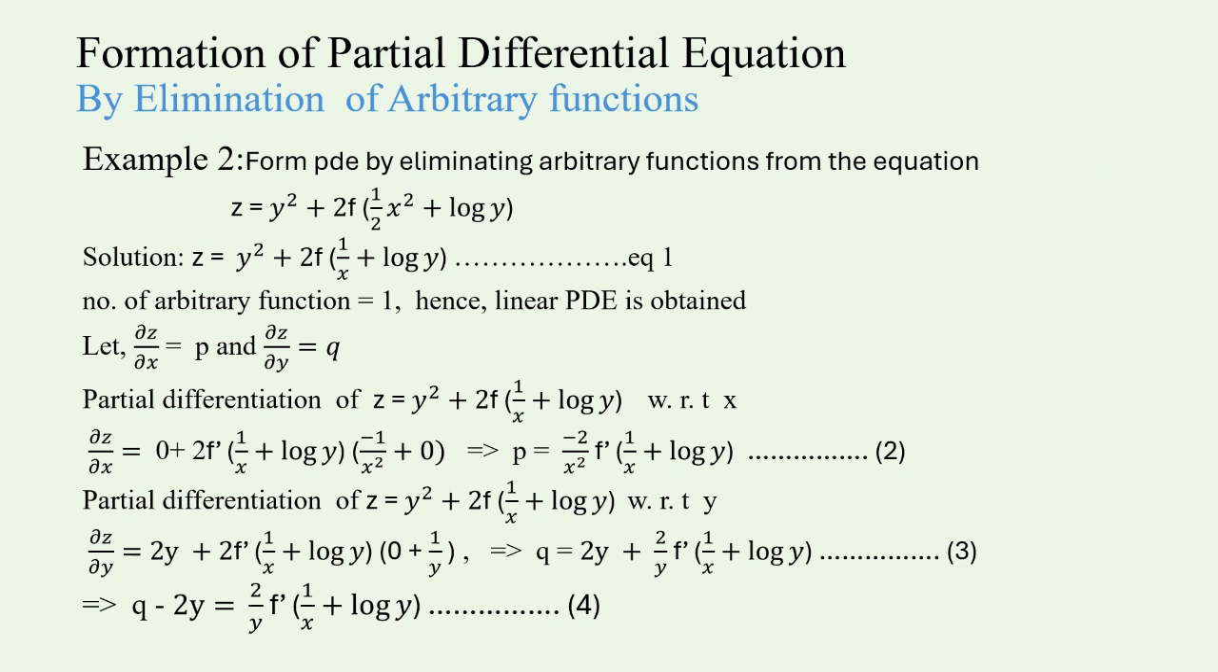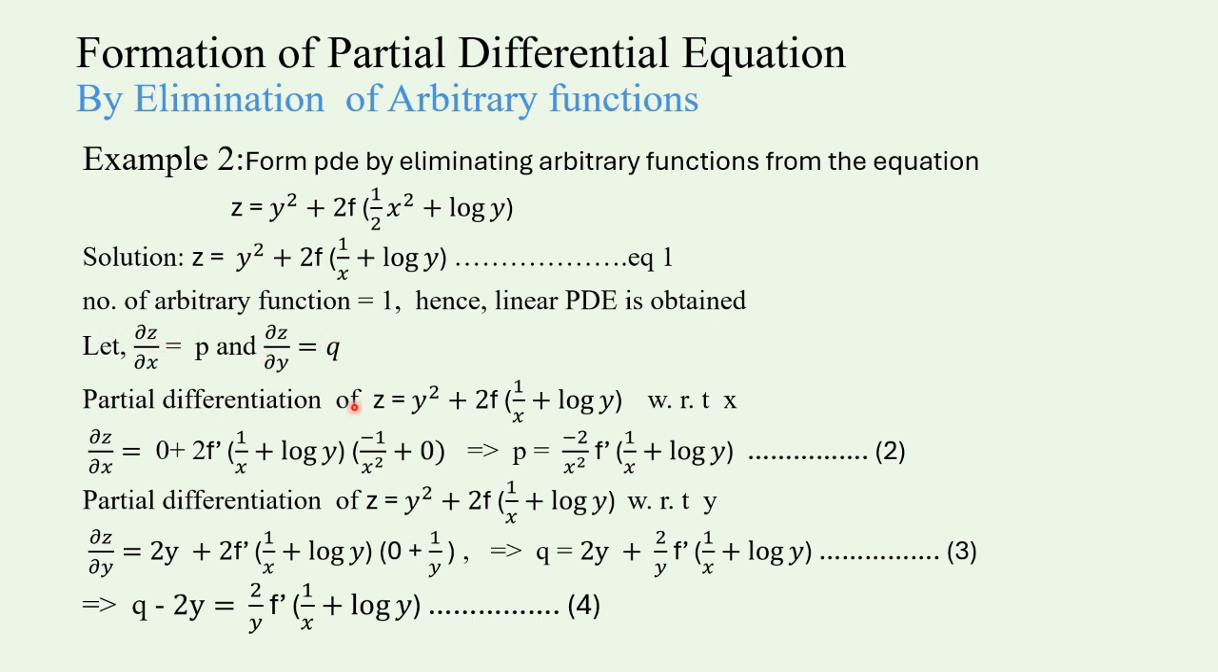In this example, we have y square and we have a function. So first we have to look out how many functions are there. Here only one function is there. So we'll have a partial differential equation of order 1. Let this be p and this be q.